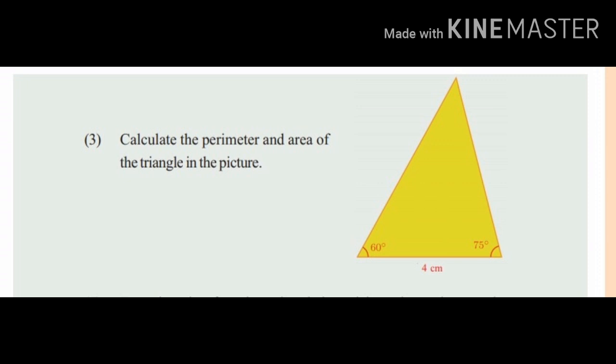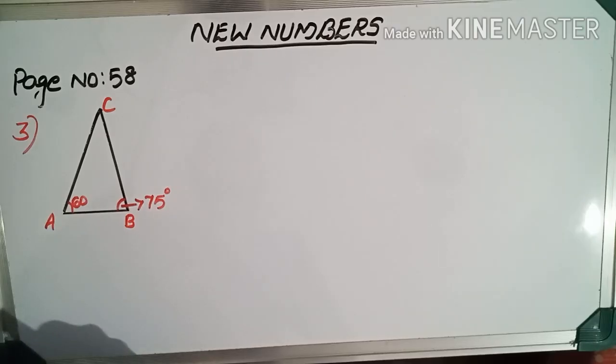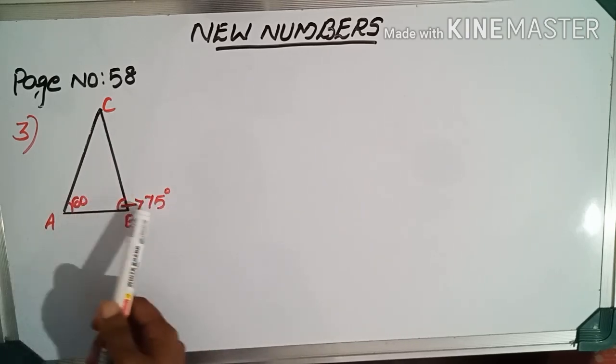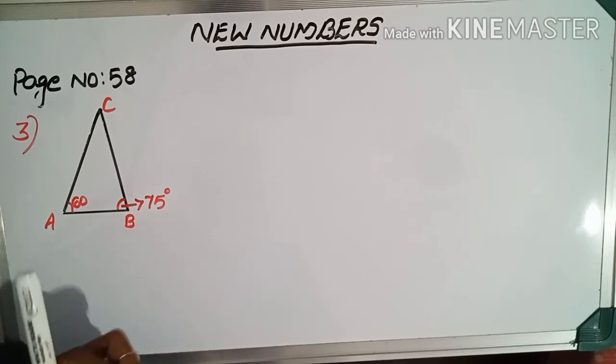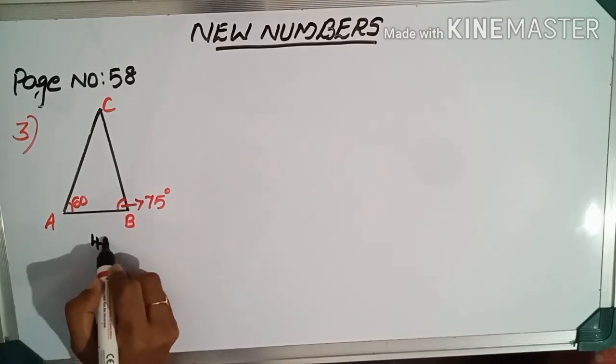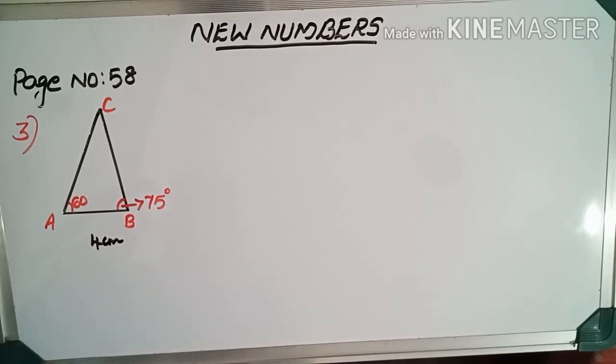You have to find the area and perimeter of this triangle. Here we have to find the area and perimeter of this triangle ABC. Two angles are given, 60 degrees and 75 degrees, and one base side is also given. This side is 4 centimeters. We have to find the area and perimeter.